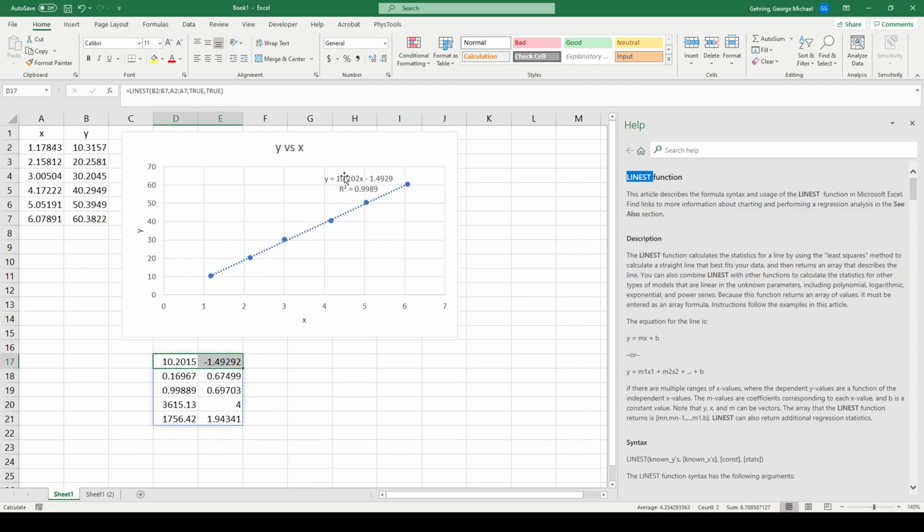The first row is clearly the slope and the intercept of my fit. The second row is the standard error in those numbers. So this is essentially the uncertainty in the slope. It's telling you the uncertainty in the slope is approximately 0.16967.